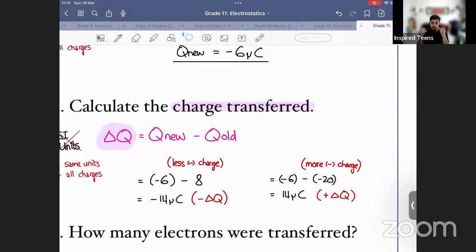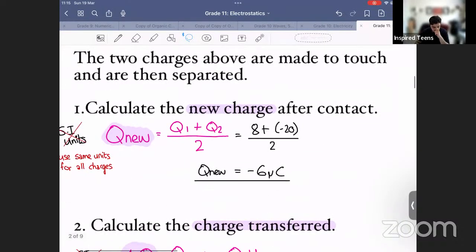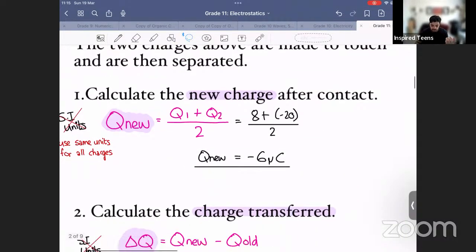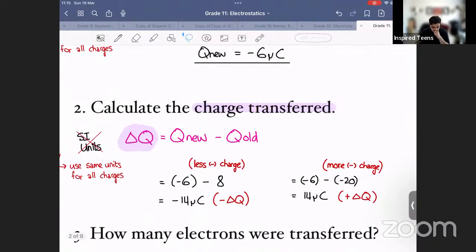Now we have one Q new, which is negative 6 microcoulombs. Then we have two Q olds. If you choose the less negative charge, you're going to expect a negative delta Q. If you choose the more negative charge, you're going to expect a positive delta Q.